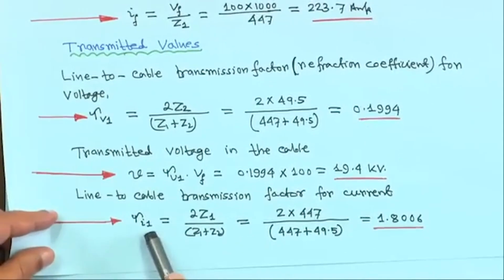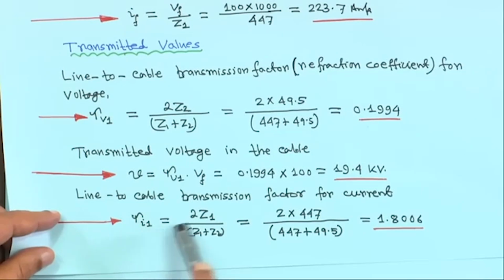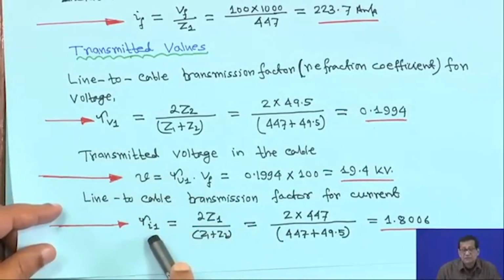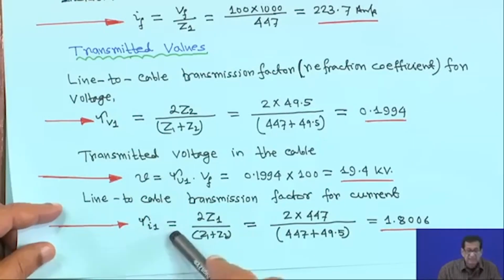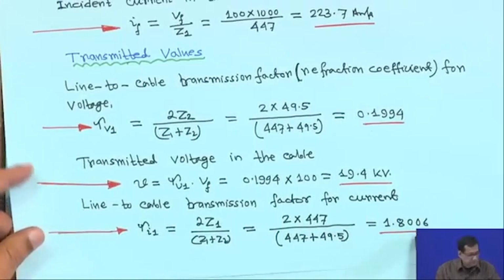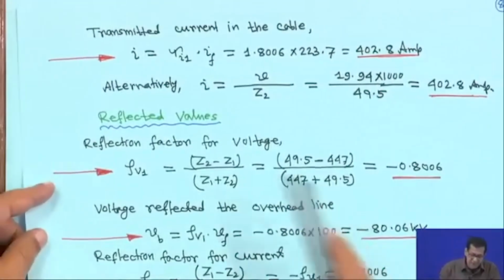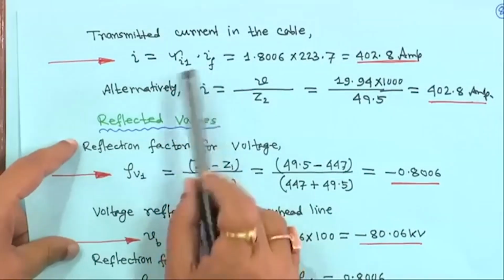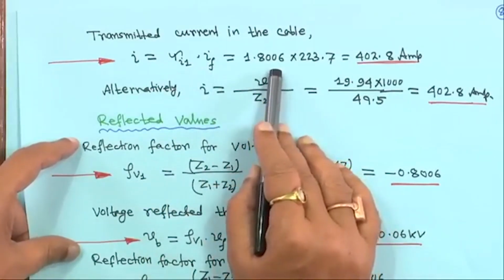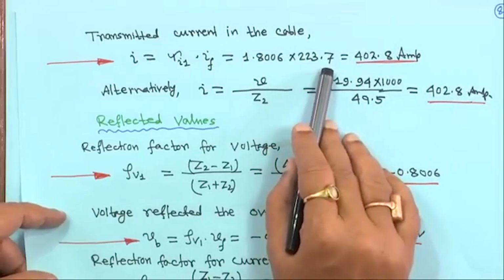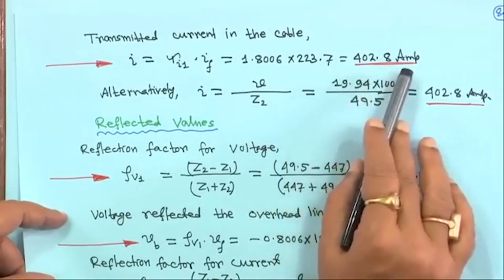But for your understanding, I have made it tau I1 is equal to 2 Z1 upon Z1 plus Z2, hence it is 1.8006. Earlier we proved that tau V1 plus tau I1 is actually 2, so we find one and subtract from 2 to get the other. Therefore, the transmitted current in the cable, I, is equal to tau I1 into IF, that is 1.8006 into 223.7 ampere, which is 402.8 ampere.